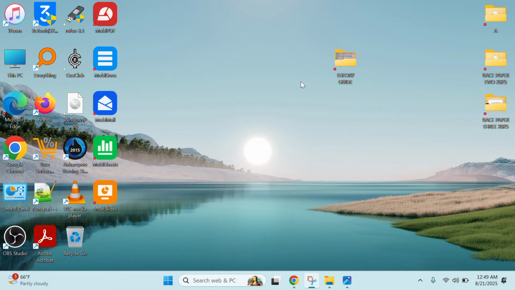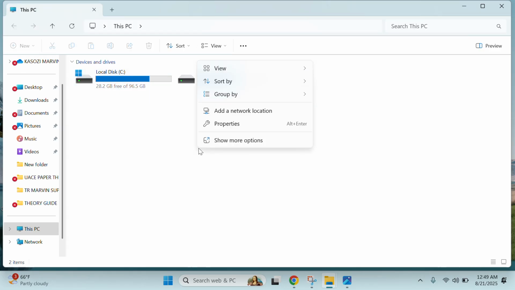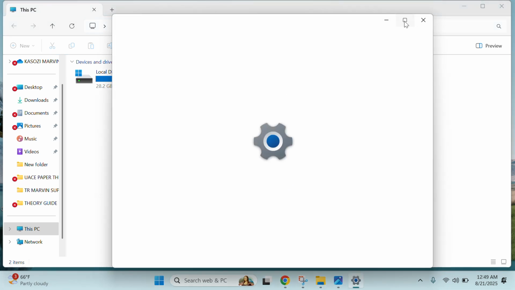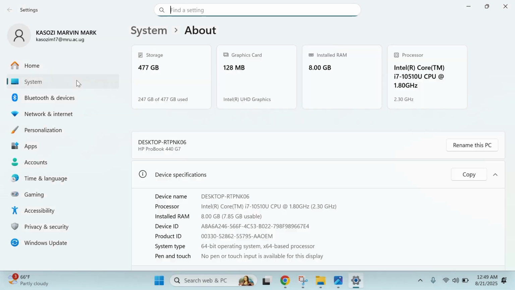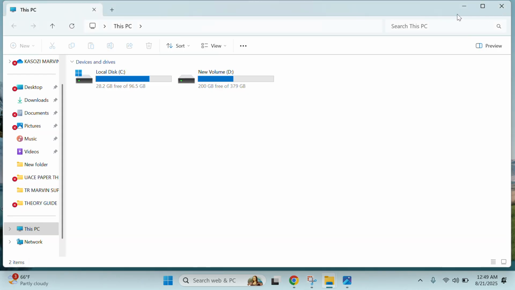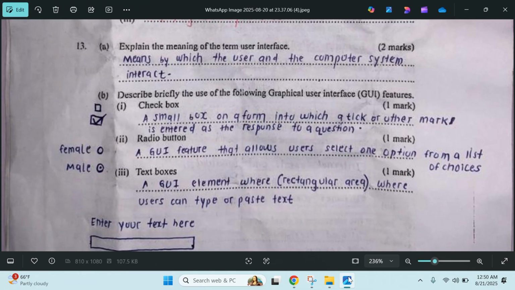Now, what you see at your display right now is a user interface, a graphical user interface. How a user is going to interact with a computer. For example, how I interact with my computer, how I open this, how I check whatever I want. How you interact with your computer is a user interface. You look at the properties of your computer, you click an icon, you click anywhere you want. That's a user interface. It means how a user is going to interact with the computer system.